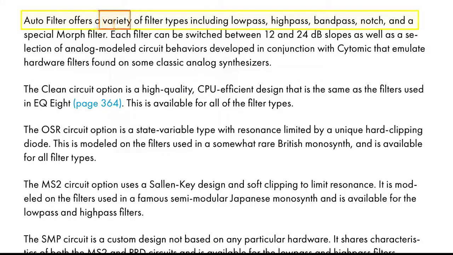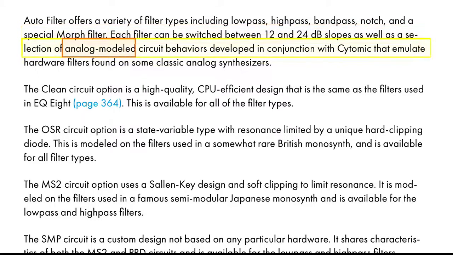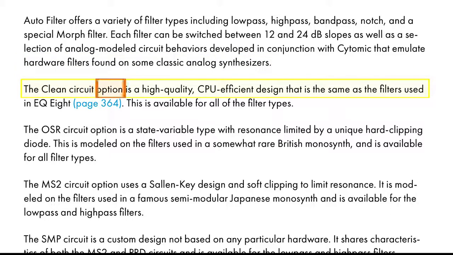Auto filter offers a variety of filter types including low pass, high pass, band pass, notch, and a special morph filter. Each filter can be switched between 12 and 24 decibel slopes, as well as a selection of analog modeled circuit behaviors developed in conjunction with Cytomic that emulate hardware filters found on some classic analog synthesizers. The clean circuit option is a high-quality, CPU-efficient design that is the same as the filters used in EQ8, page 364. This is available for all of the filter types.